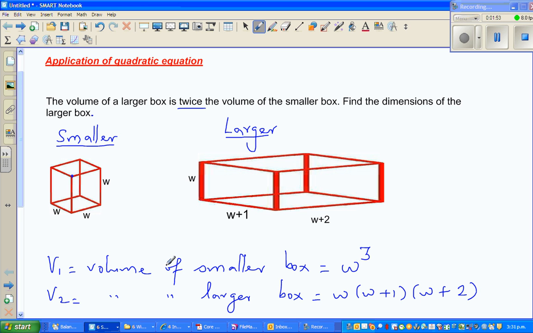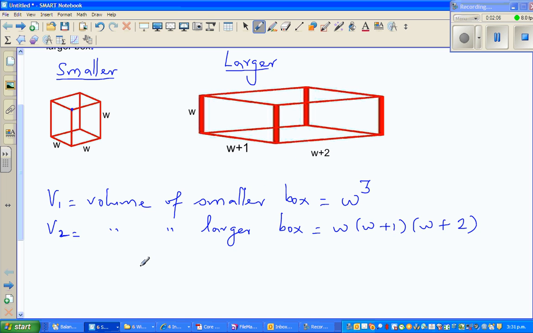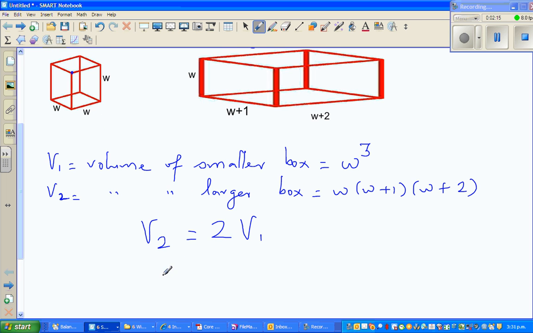Now what's the relation between V2 and V1? The volume of the larger box, V2, is 2 times the volume of the smaller box. So I can say V2 is 2 times V1. So V2, W times W plus 1 times W plus 2, is equal to 2 times W cube.